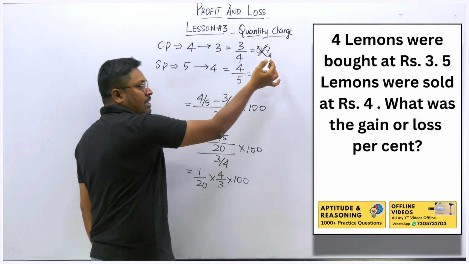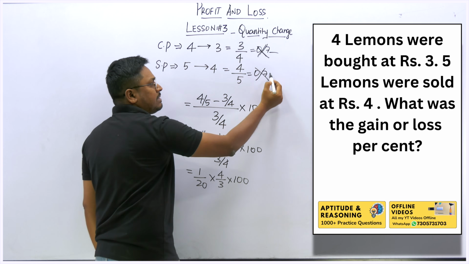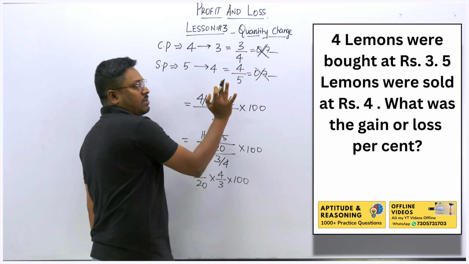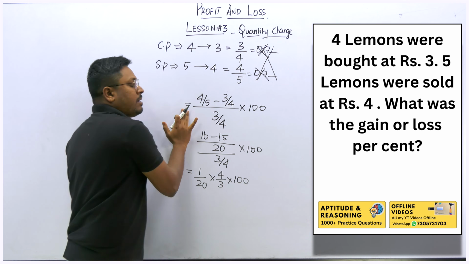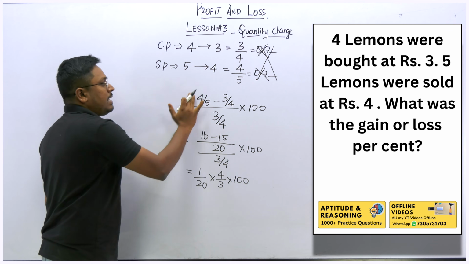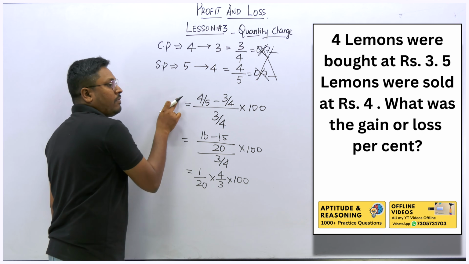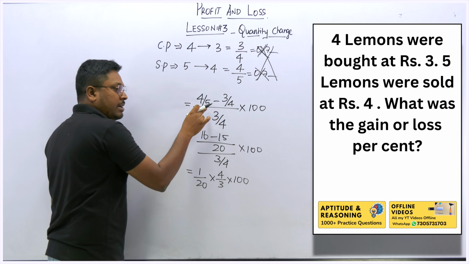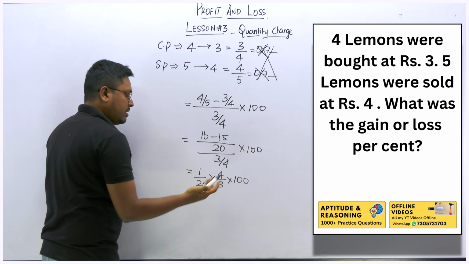If you are getting the same value in both of these areas, you don't need to find the next term; it's a waste of time. So instead of finding it, don't do it. Keep the value as it is. Apply the profit percentage formula: selling price minus cost price. If you are getting a negative answer, then it is not a profit, it's a loss. If you are getting a positive answer, then definitely it's a profit. Here we are getting a positive value, so it's a profit.